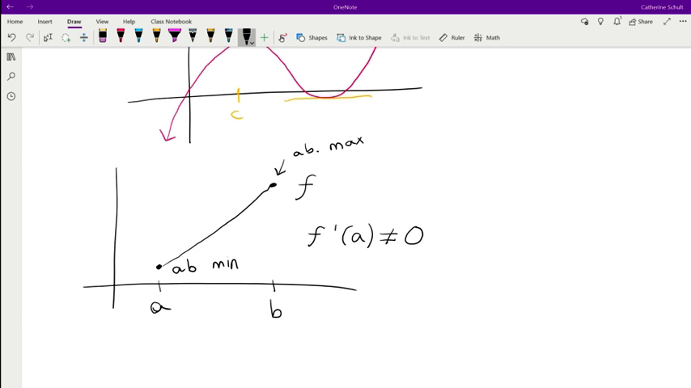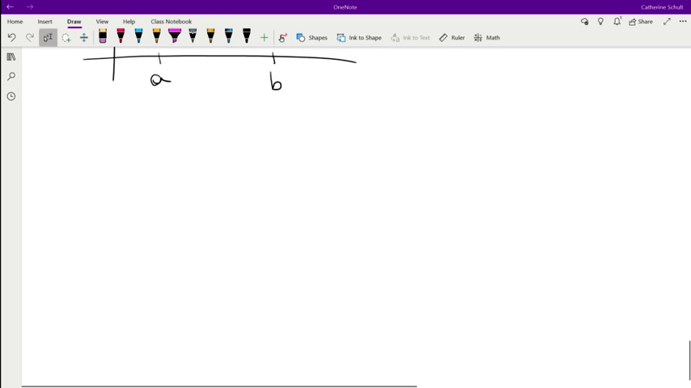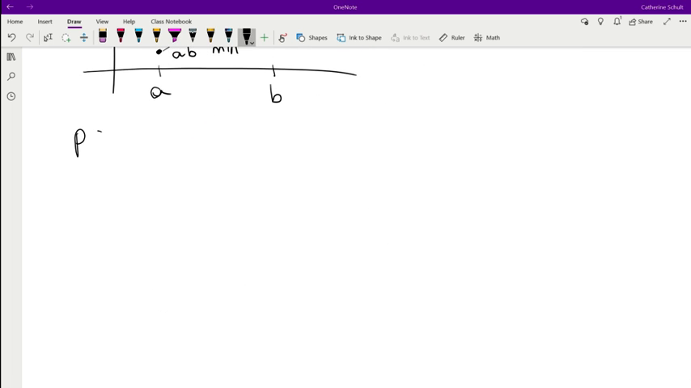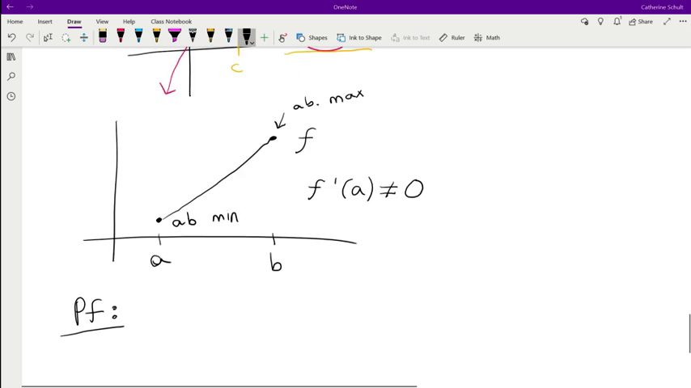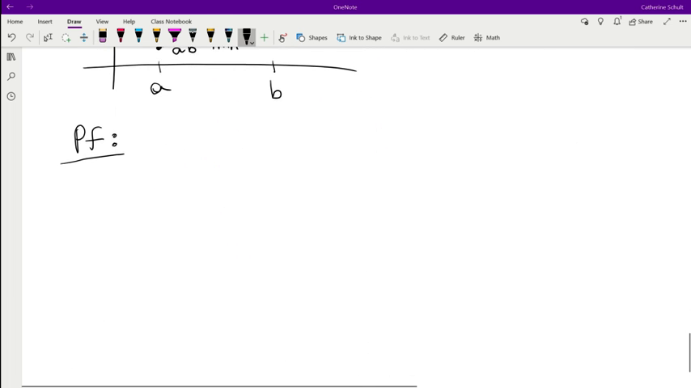Okay, so this is actually a fun little proof. So we're going to prove Fermat's theorem. Okay, so proof, we're going to assume all of the points in the hypothesis. Okay, so we have to assume, let's go back up to our theorem. We have to assume that f has a local max or min at C. All right, and then we also have to assume that f prime of C exists. Okay, so the proof it works, we're going to assume these two things hold. Then we have to show that the derivative is 0. All right, so let's go for it.